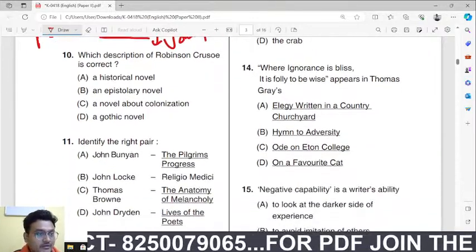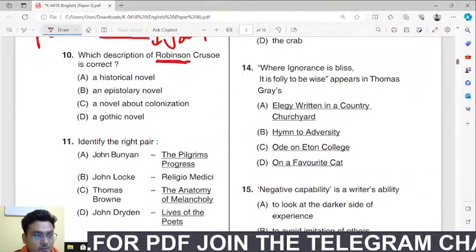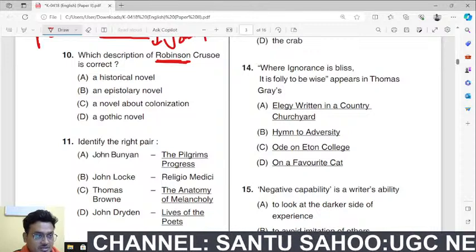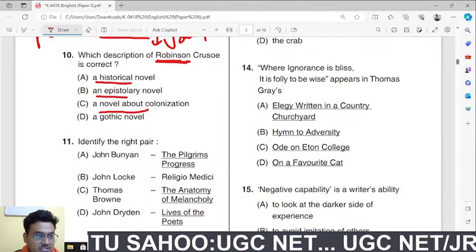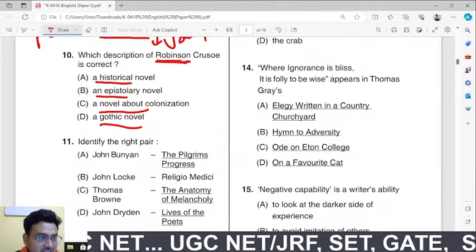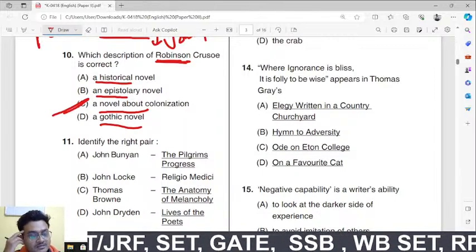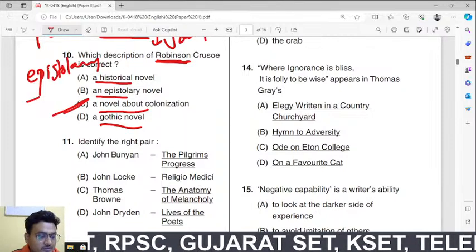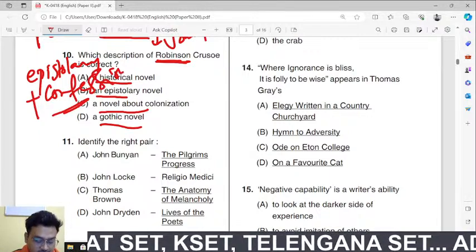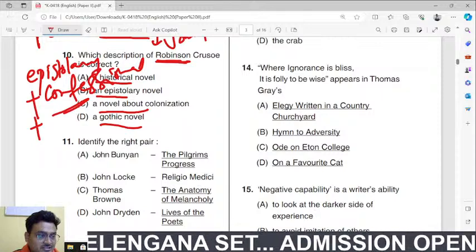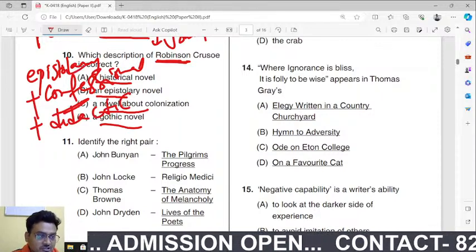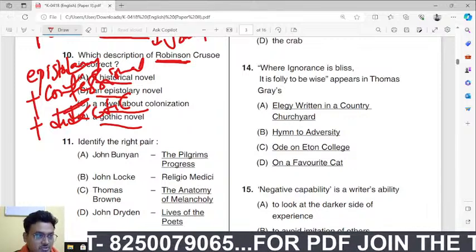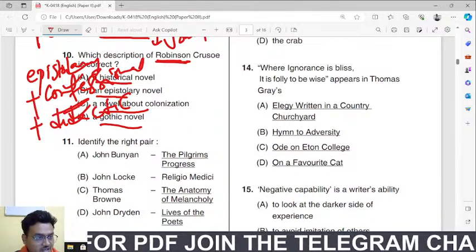Now, which description of Robinson Crusoe? You all know Robinson Crusoe here, Daniel Defoe's Robinson Crusoe. A historical novel, an epistolary novel, a novel about colonization, a gothic novel. As per this description, it's a novel about colonization. The form of the novel was epistolary, it was confessional as well as didactic. But as per the question here, I think it's the novel about colonization. Remember that the form was epistolary, confessional, didactic.